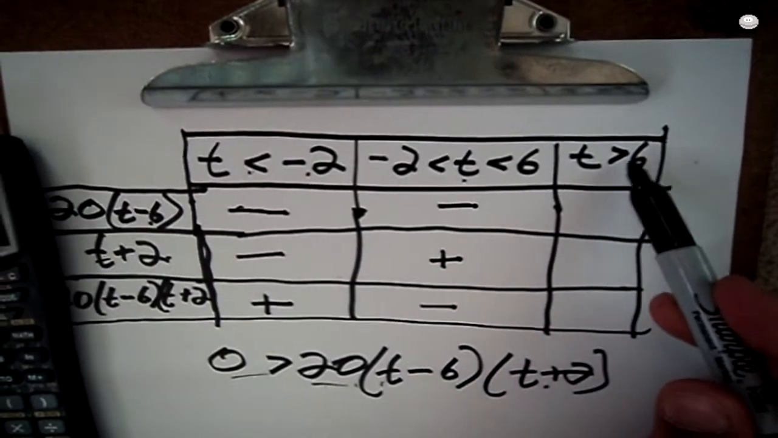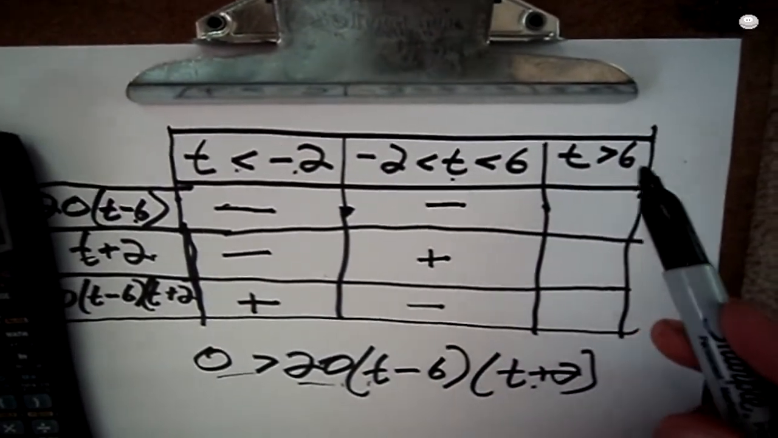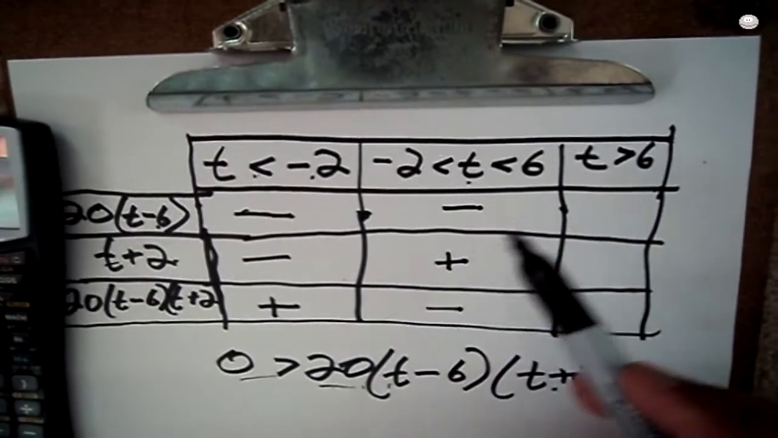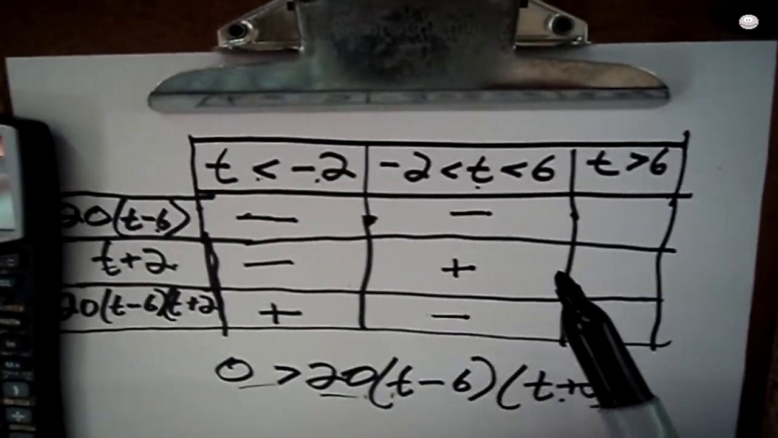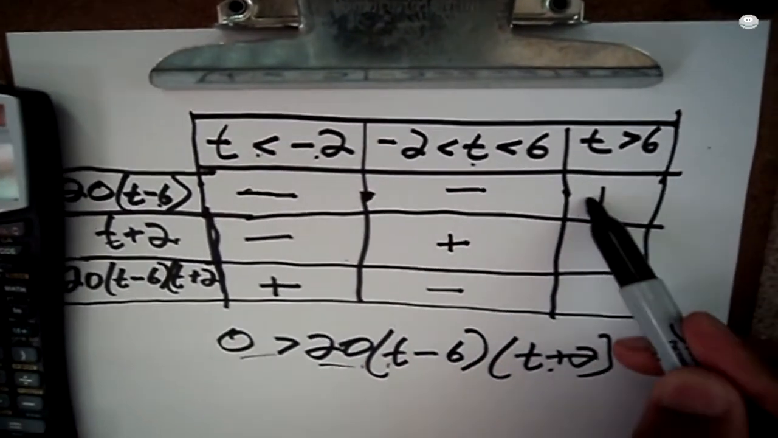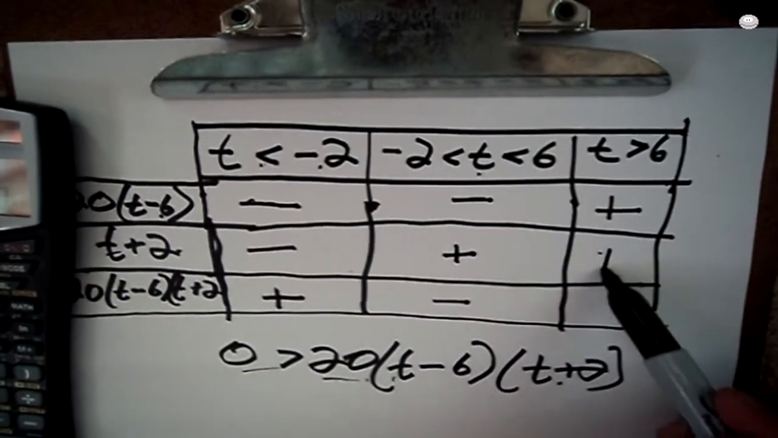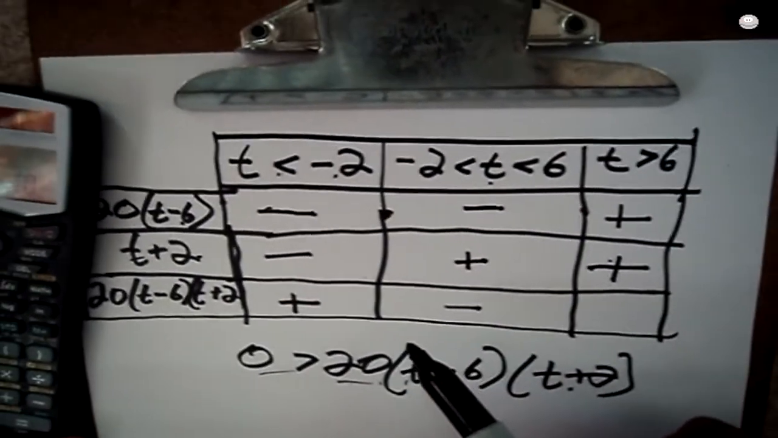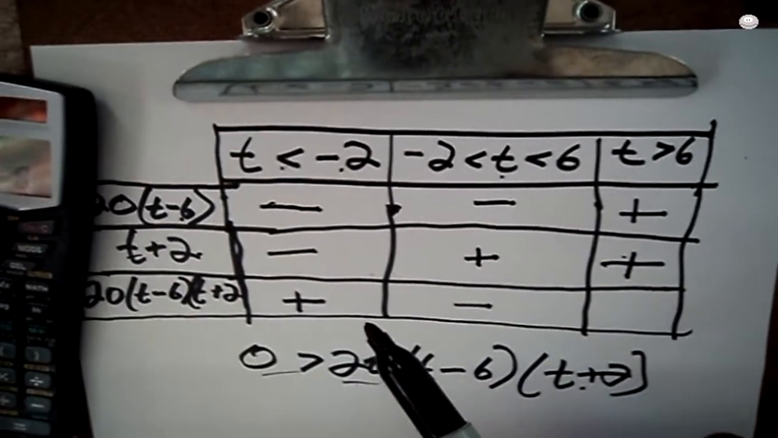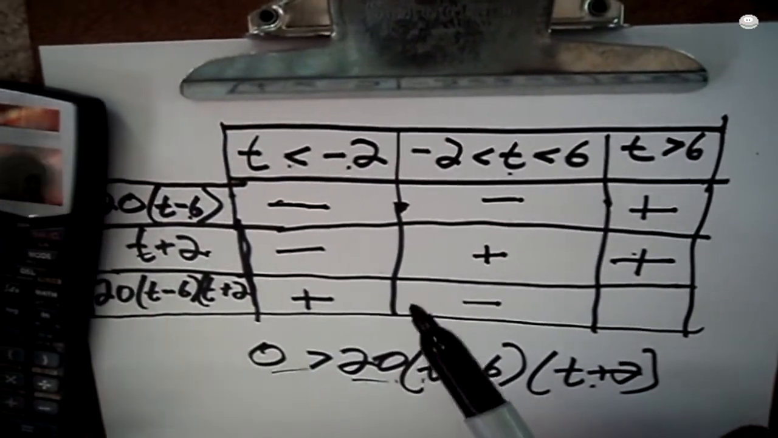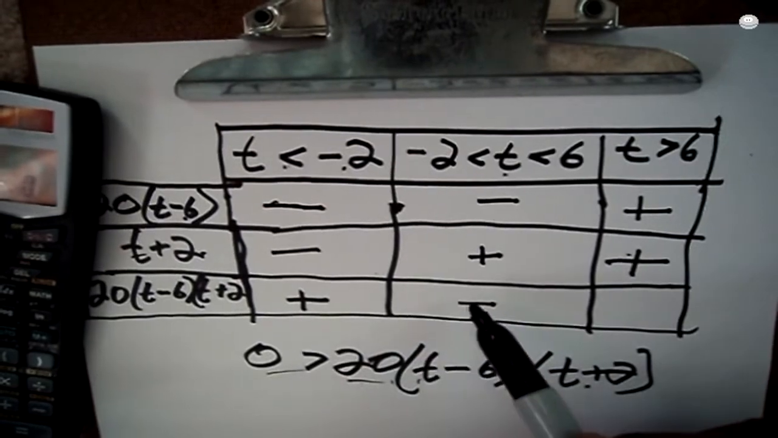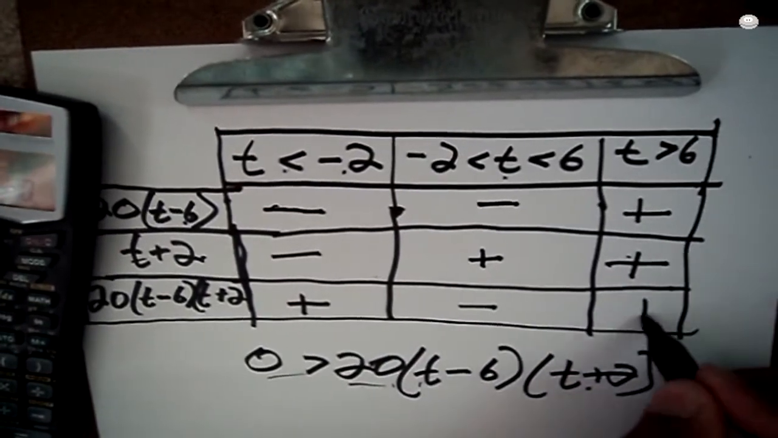And then here, a number greater than 6, we'll use 8. 8 minus 6 gives us 2, so that's a positive number. 8 plus 2 is 10, another positive number. So positive times a positive gives us a positive.